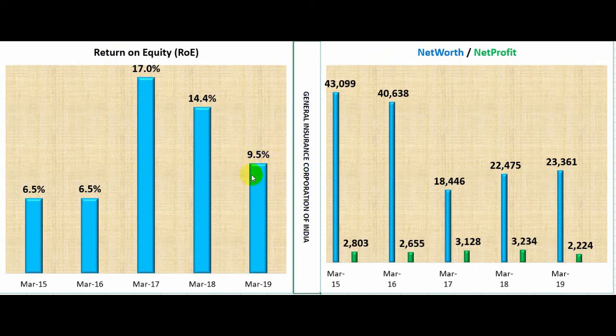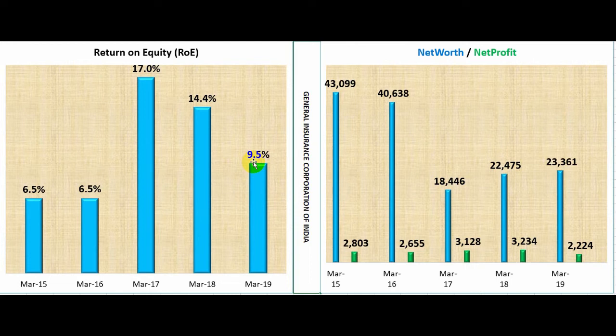We want the ROE to be as high as possible, as that suggests to us that the company is generating a good return on shareholders' money. So in March 19, the company's net worth was at around 23,361 crores, on which it generated a net profit of 2,224 crores. So that's a return of 9.5%.